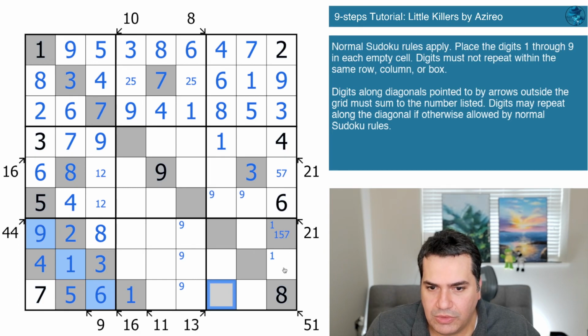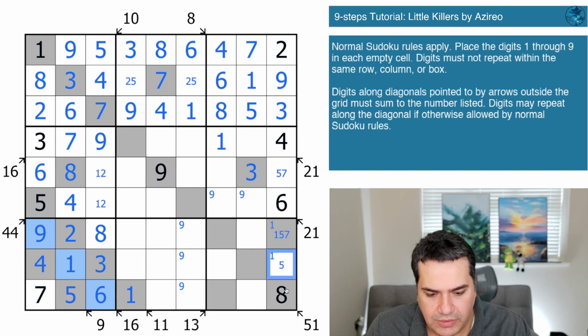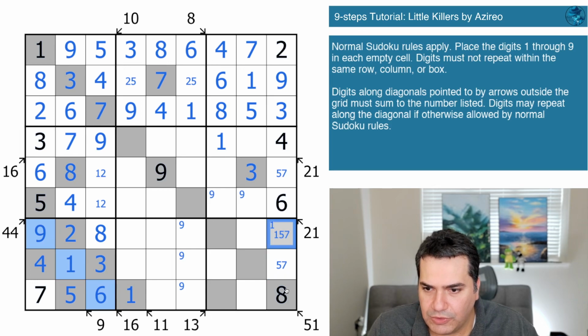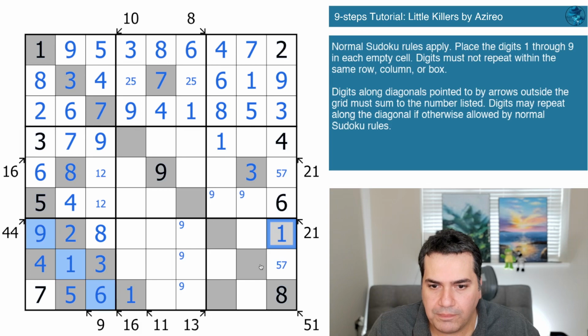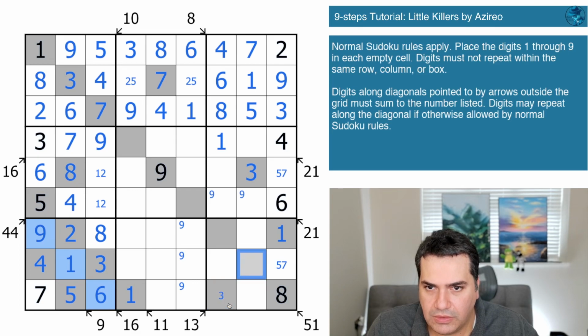So we are left with 5 and 7 in here. 1 is not possible because of this one that sees it. Therefore, this is the only one left in the column. We need to get up to 12. So that's either a 3 and 9. 4 and 8 are gone. 5 and 7 are gone. That's the only option to get to 12.